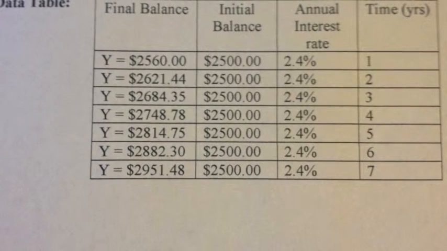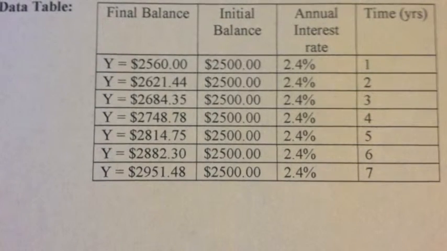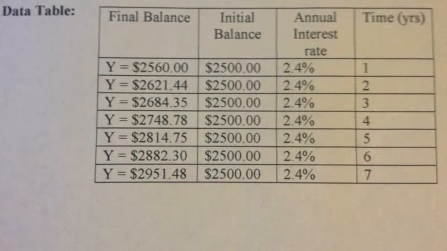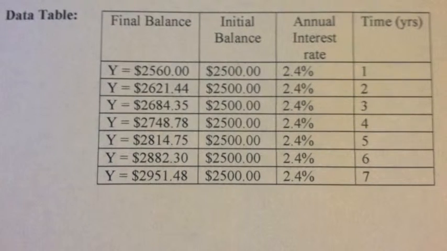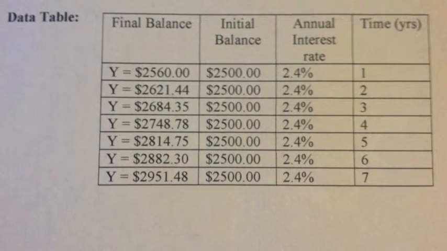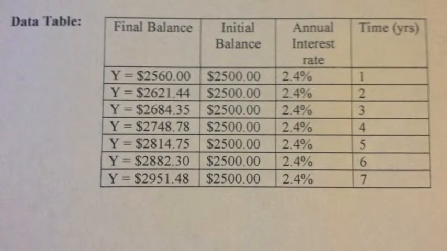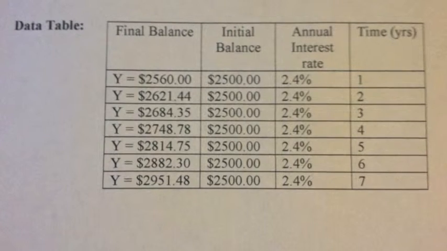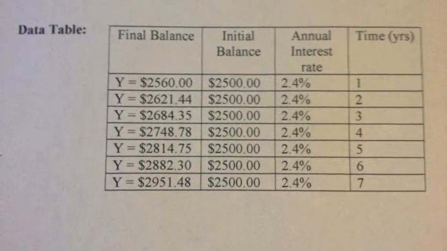This data can also be represented in a data table where we set up the equation using the elements of the final balance, the initial balance, the annual interest rate, and the time in years, not showing each of the calculations individually. We progress the time in years up by 1 year each, so we can see a representation of each of the 7 years, which, as you can see, does increase exponentially from year to year, which makes sense because this is a problem dealing with exponential growth.